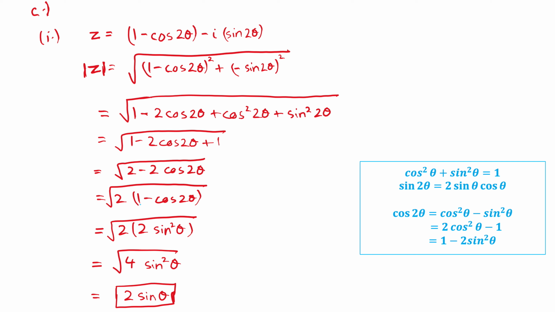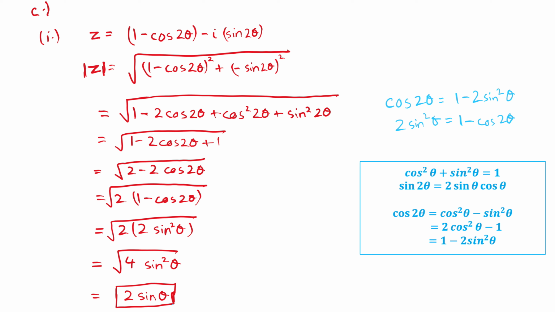Now from one of the identities right here, what we know is that cos of 2 theta is equal to 1 minus 2 sin squared theta. So I can rearrange this equation and get 2 sin squared theta is equal to 1 minus cos 2 theta. So I have replaced this with 2 sin squared theta, which gives us the square root of 4 sin squared theta. So if we take the square root of this we are left with 2 sin theta, and this is the modulus of z.